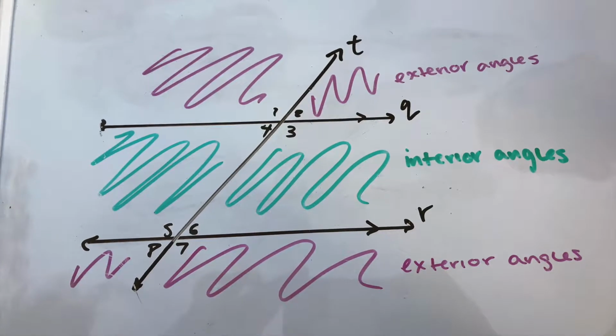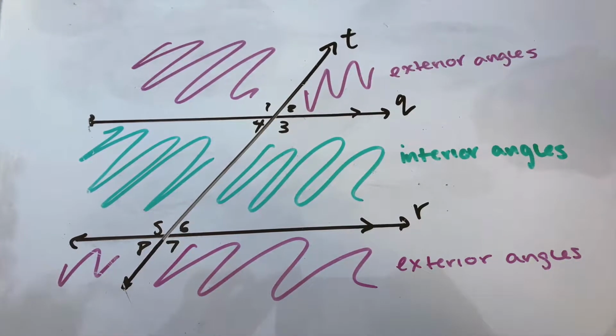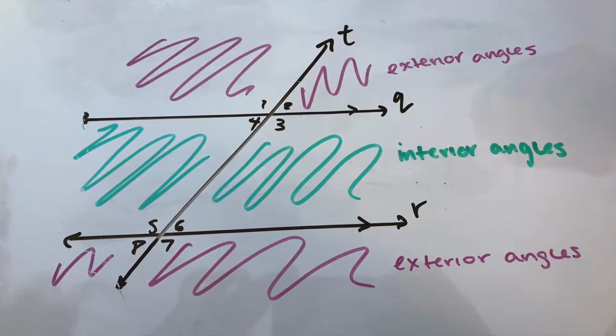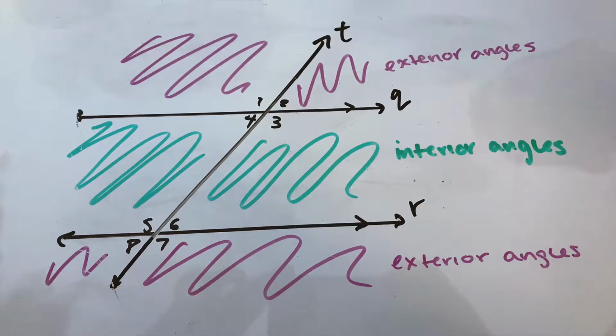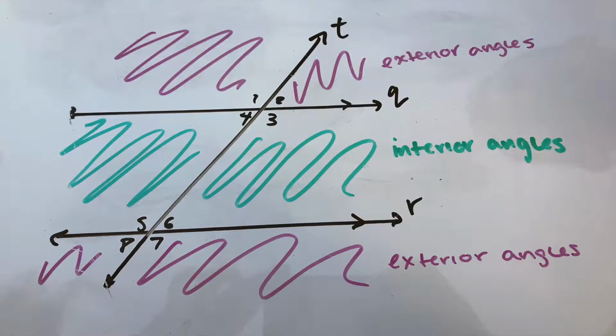A transversal is defined as a line or lines that intersect at least two lines at least two different points. This is a transversal line. The T is a transversal, intersecting both lines Q and R. Now there are special angle pairs that are the names for the angles that are included with every transversal line.